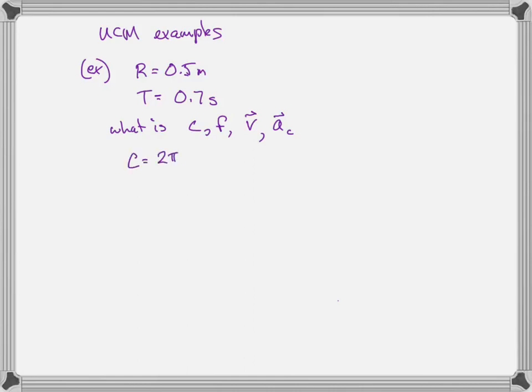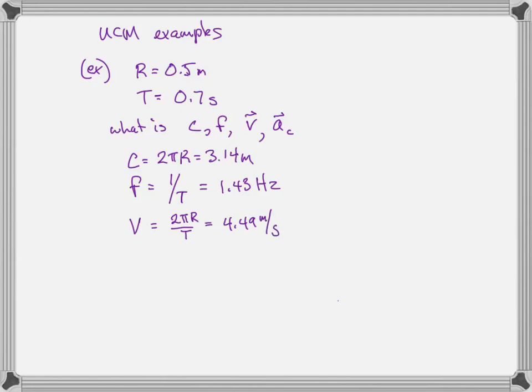Circumference is 2 pi r, which is 3.14 meters. Frequency, which is 1 over period, which is 1 divided by 0.7, 1.43 hertz. Velocity, or speed, let's start with, which is 2 pi r over T, or 2 pi r f, which is 3.14 divided by 0.7, 4.49 meters per second. Is it meters per second? Yeah, because those are the units I gave.